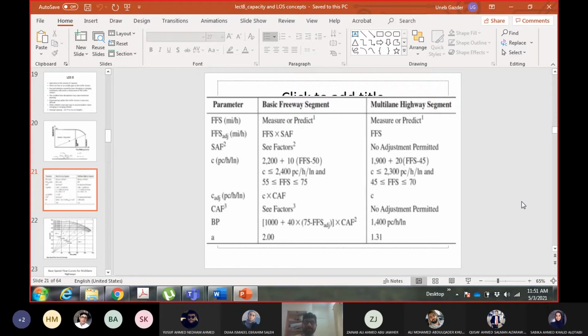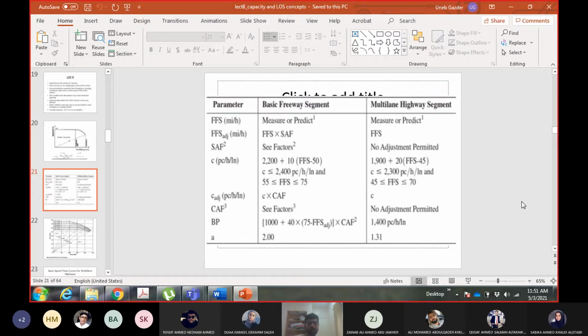Should I calculate adjusted speed here in this example? No. If the client wants me to perform any adjustment on speed or capacity, then he will give me the condition which requires the adjustment. There are 4 conditions which may require the adjustment of speed and capacity: driver population, weather, work zone, and incidents.